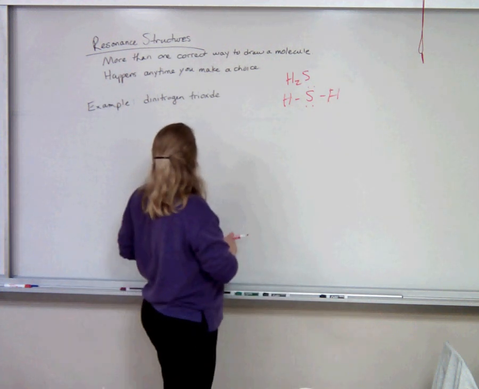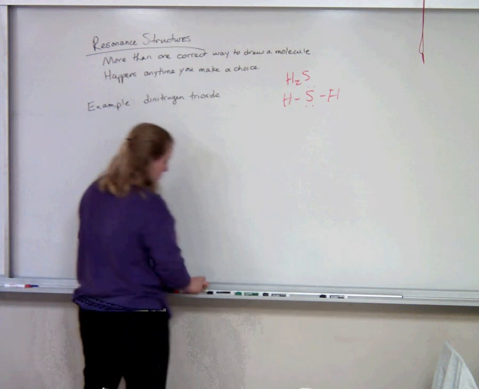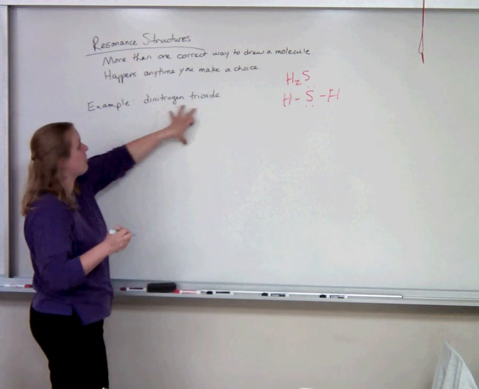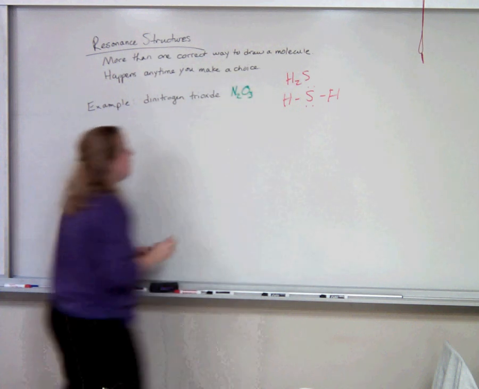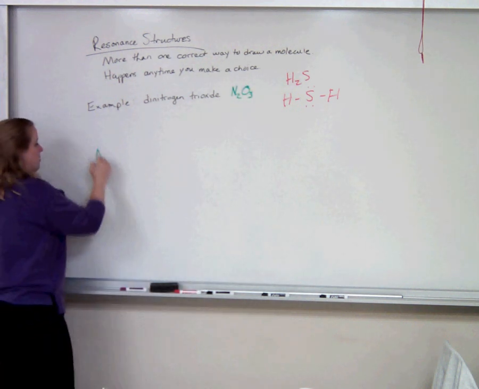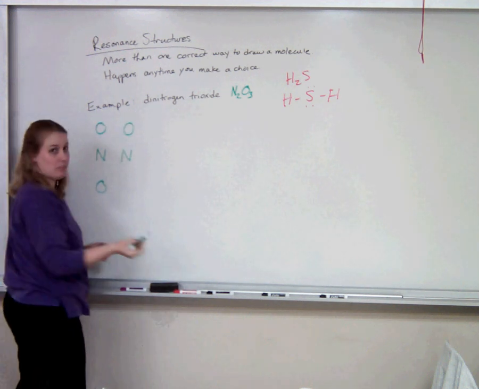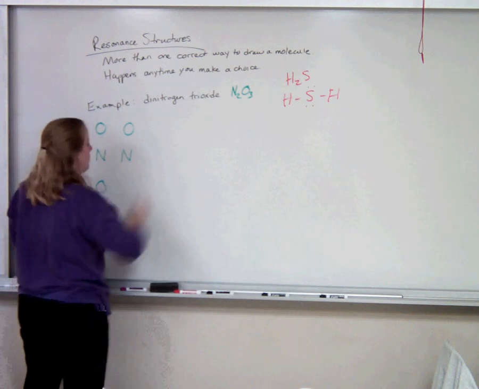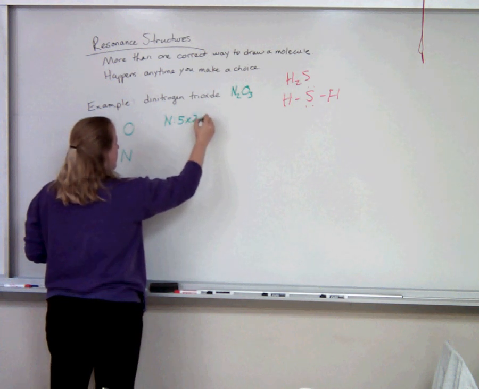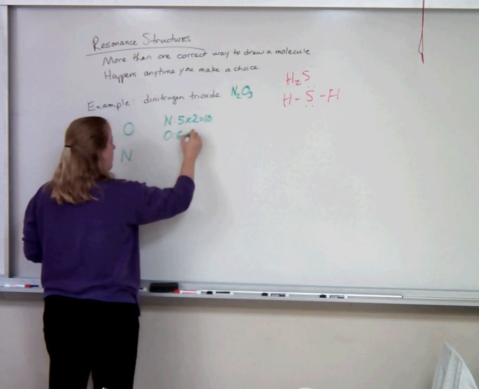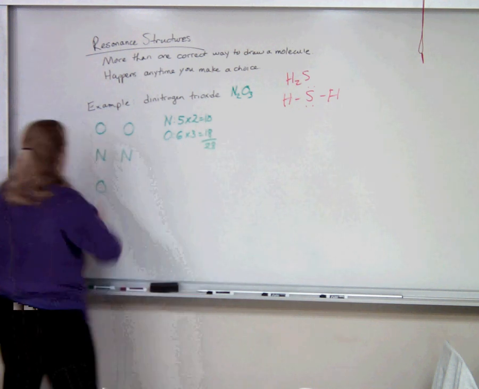But other molecules, for example, dinitrogen trioxide, can have more than one correct way to draw them. Let me demonstrate. Again, formula for this, 2 nitrogens, 3 oxygens. So we're going to put our nitrogens in the middle because they have fewer valence electrons than the oxygens. We put the oxygens on the outside. I did this example in class. Nitrogen has 5 valence electrons, and there are 2 of them. Oxygen has 6 valence electrons, and there are 3 of them. For 28. Make our bonds.